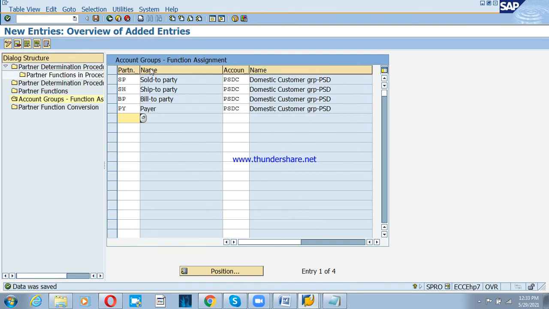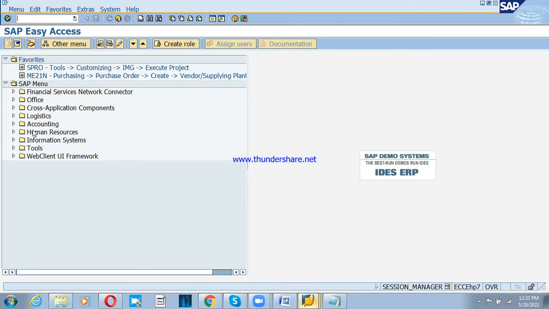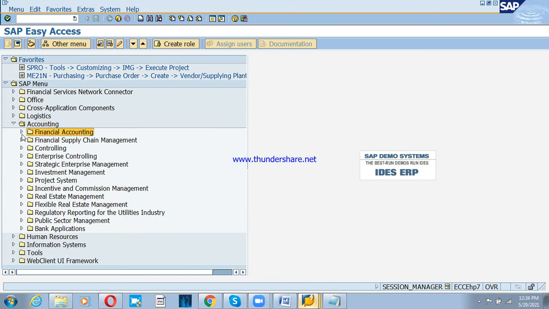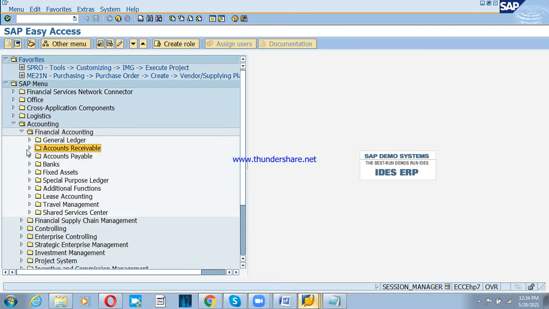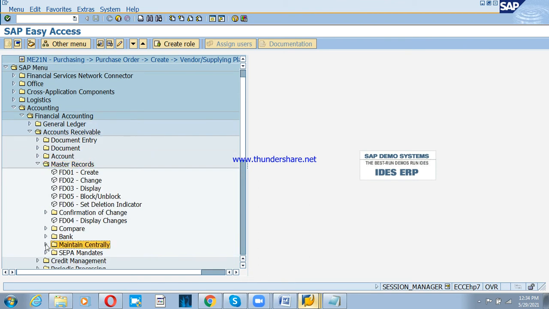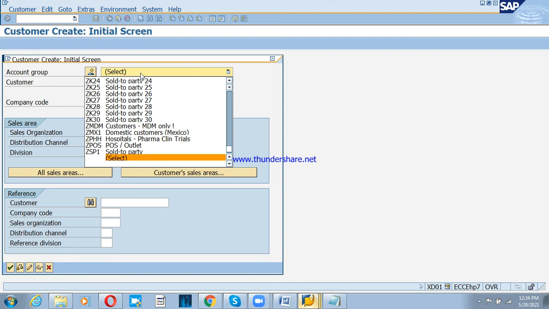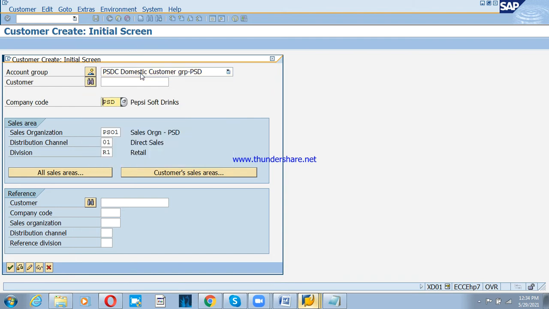Okay, save this. After this configuration I'll come to easy access, accounting, financial accounting, accounts receivable, master records, maintain centrally, XG01 create. Then account group PSDC, and the customer column I leave blank because the system will take the number automatically from the number range. Company code PSD, sales organization PS01, distribution channel 01, division R1. Press enter.